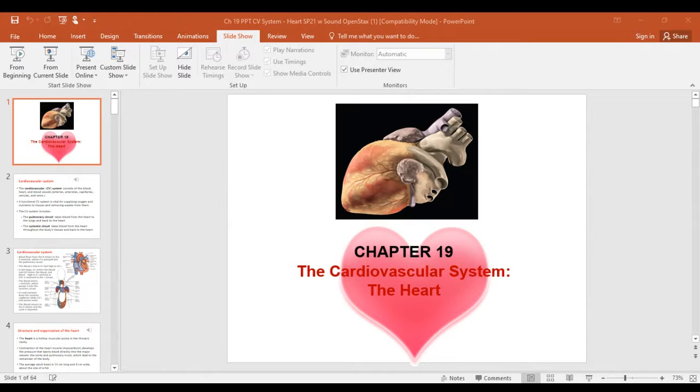Now this slide here is important. You need to study this because this is just a summary that I put together of the path of blood through the whole body. So just imagine that you are a red blood cell starting out in the right side of the heart. This would be the path that you would take through the whole body.